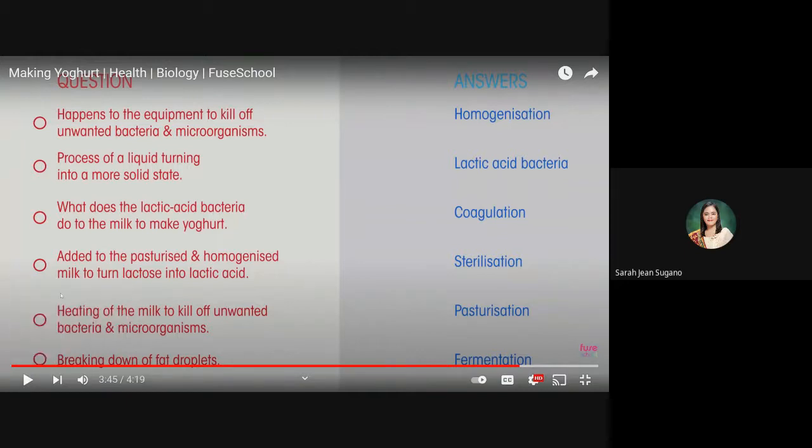Okay, so class, we will answer this. Question: it happens to the equipment to kill off unwanted bacteria and microorganisms. So what's the word?